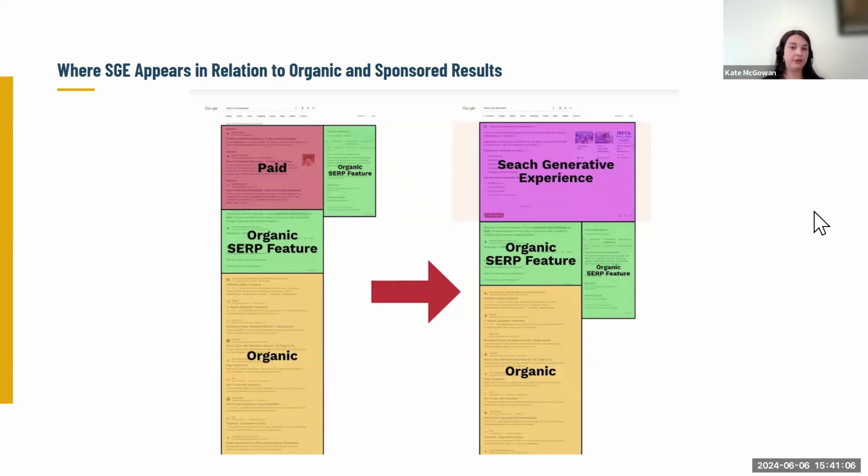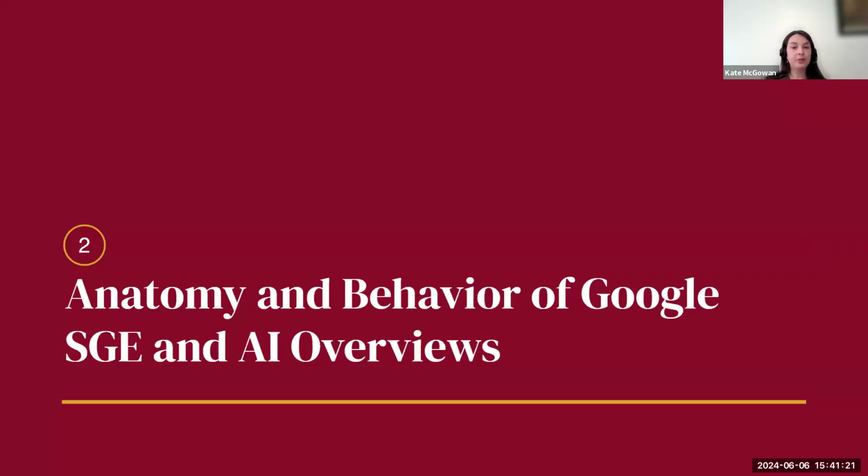So now that the AI overviews and the search generative experience are in a full rollout stage, the AI overviews are beginning to appear alongside paid ads. Sometimes paid ads are appearing above, and that is still in flux right now. Now we're going to move right along to what makes up the AI overview, the different parts of the AI overview, and how it behaves.